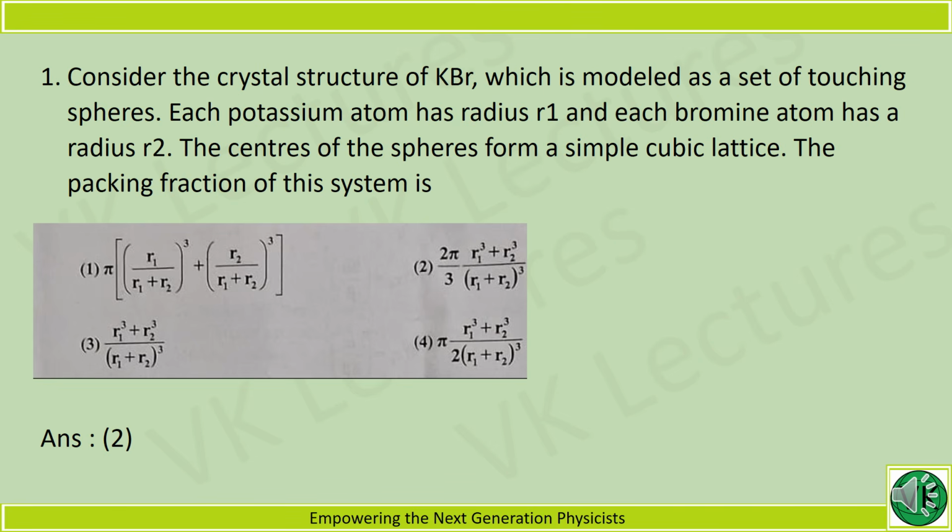The crystal structure of KBr is modeled as a set of touching spheres. Each potassium atom has radius R1 and each bromine atom has radius R2. The centers of the spheres form a simple cubic lattice. The packing fraction of the system is, the correct answer is option 2, and we need a bracket here. This is also a previous CSIR question.